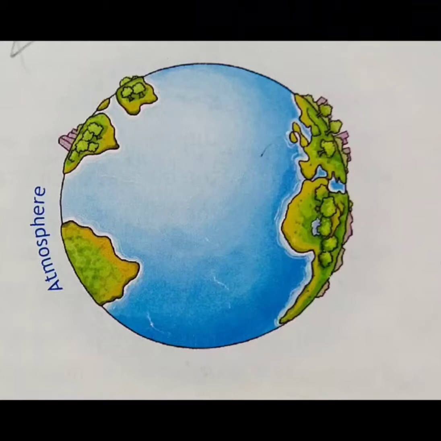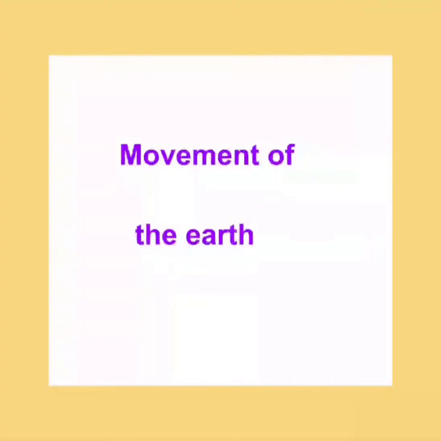About 70% of the earth's surface is covered with water, and the rest is land. Plants and animals are found both on land and in water. The earth is surrounded by a blanket of air called the atmosphere.